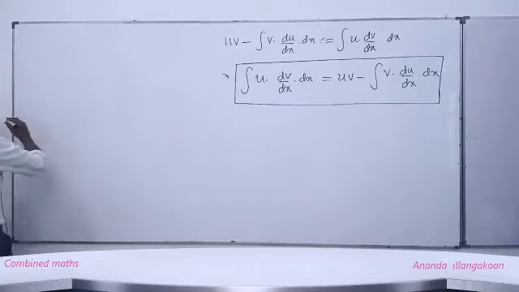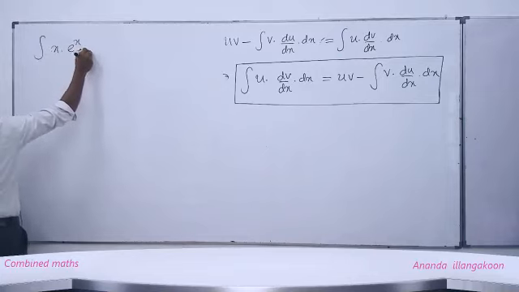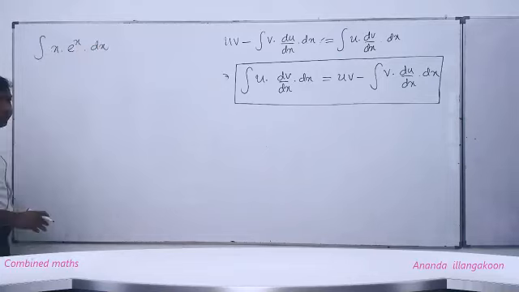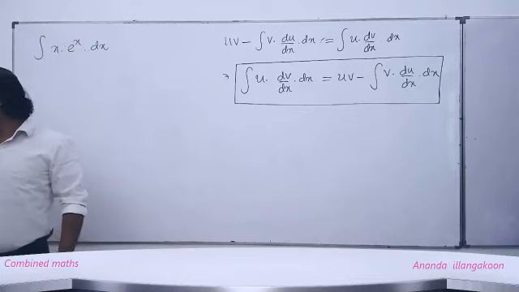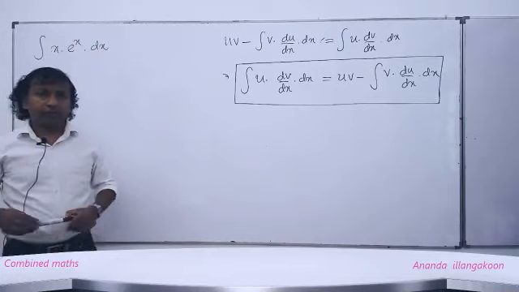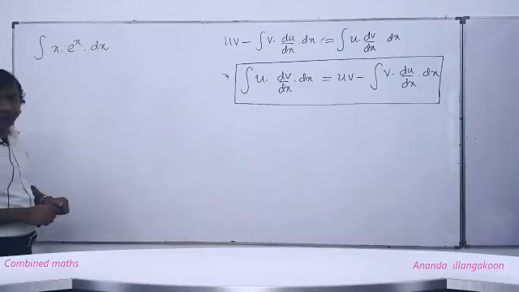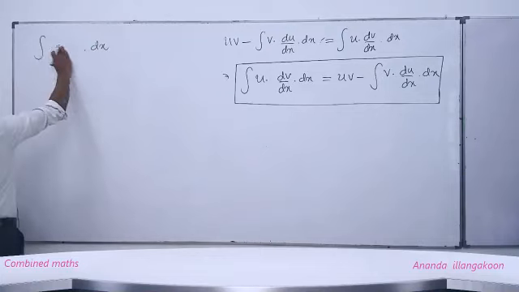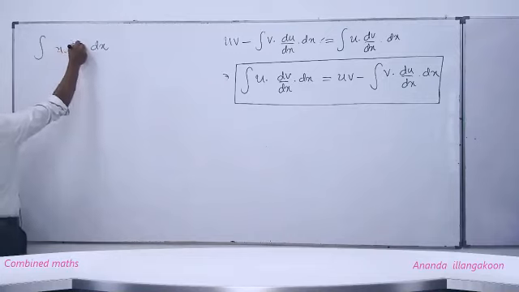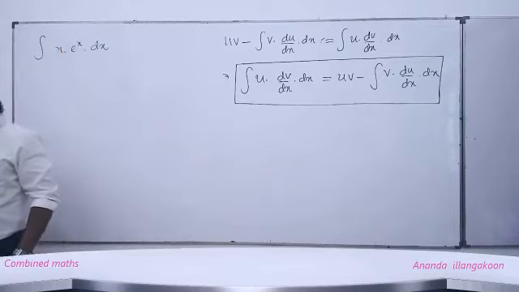We have to integrate x e^x with respect to x. See here, x e^x, that function is a product: x and e^x multiplied. Now, in this case, people, when we integrate x e^x, we use this integration by parts.